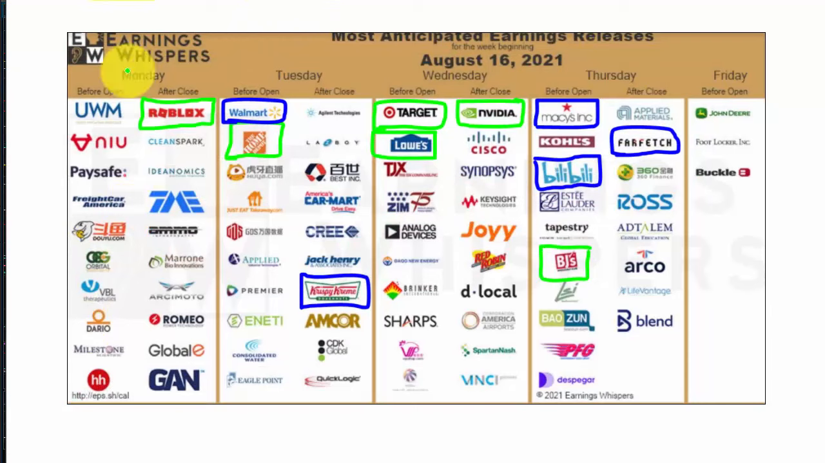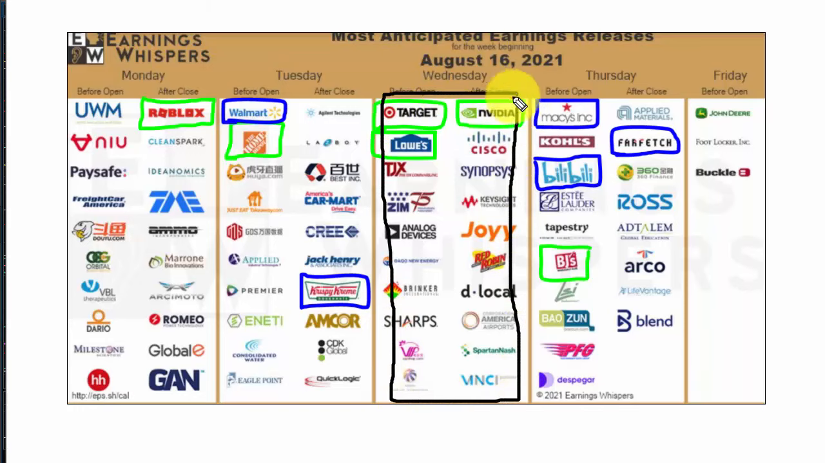Basically for earnings this week, I screen grabbed the calendar here. The only one that's left off this calendar is Robinhood, which I believe reports on Wednesday. So right here. I think it's after the bell on Wednesday, but correct me if I'm wrong in the comments.